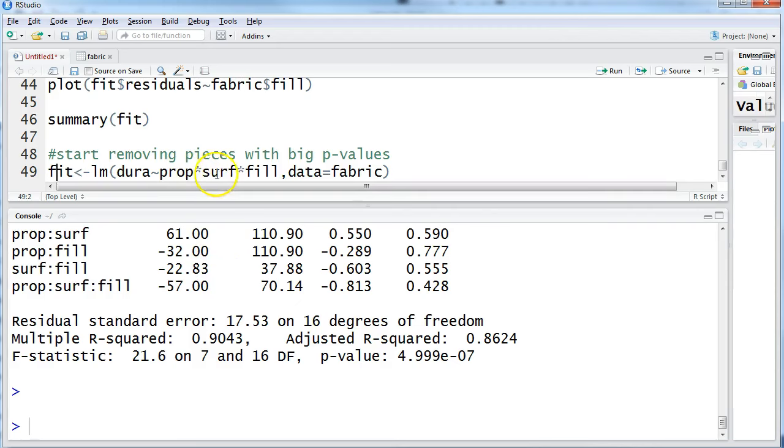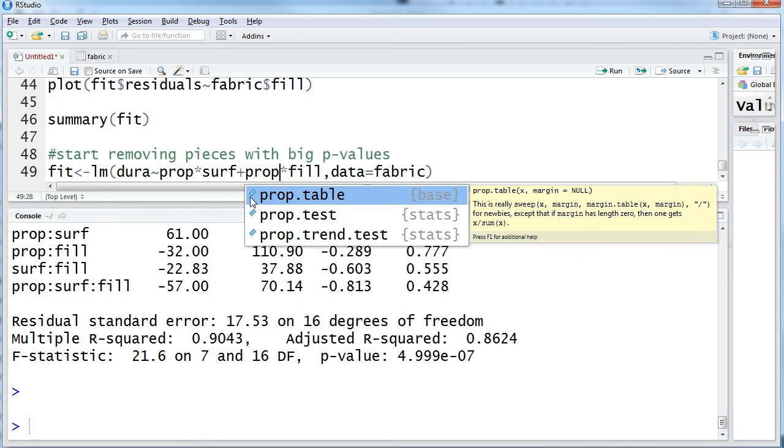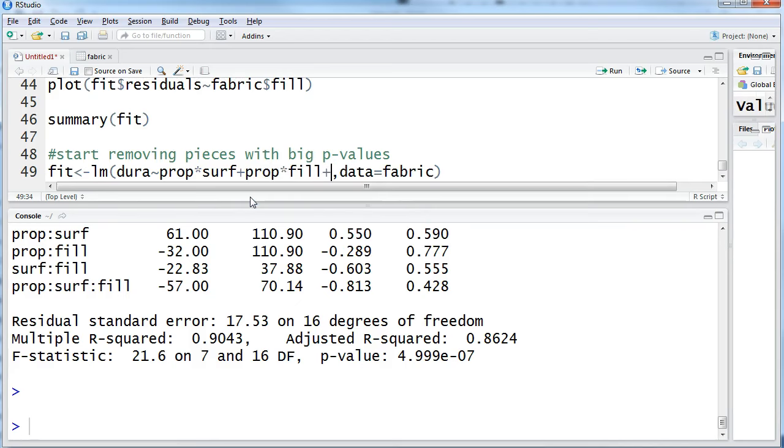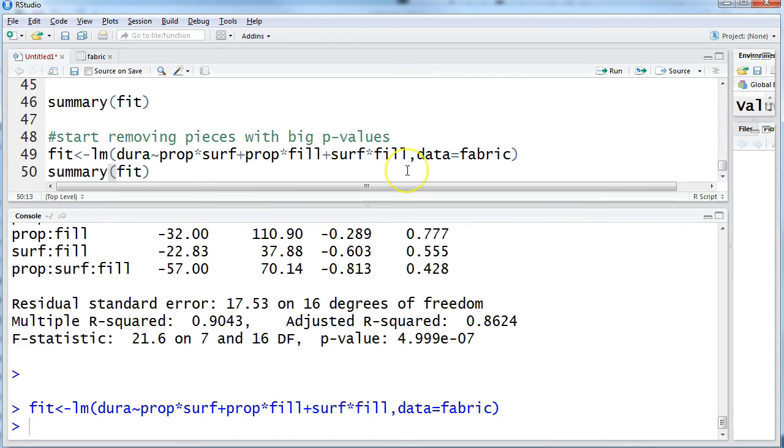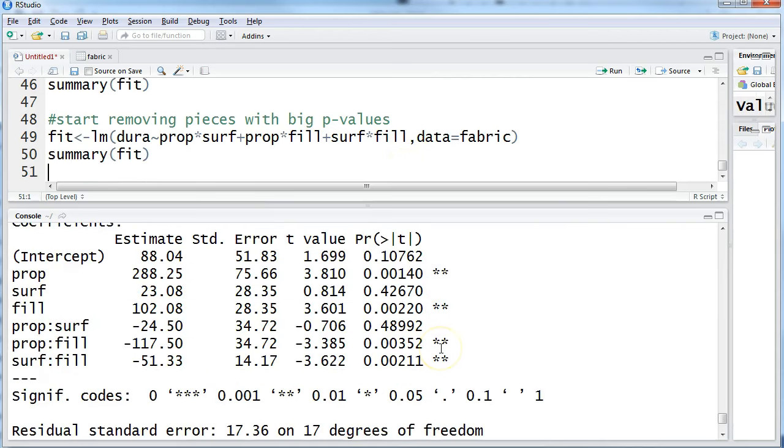So how do I get rid of the three-way interaction without getting rid of the two-way interactions? Well, I need a prop surf and a prop fill and a surf fill. This has all the two-way interactions, but not that big three-way. And look, there's a bunch that now you can start to see. What's happened is we've cleared away the junk, which means patterns that you couldn't really see before are starting to pop up.